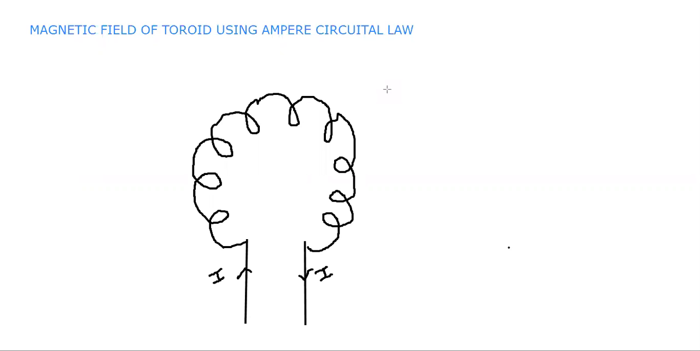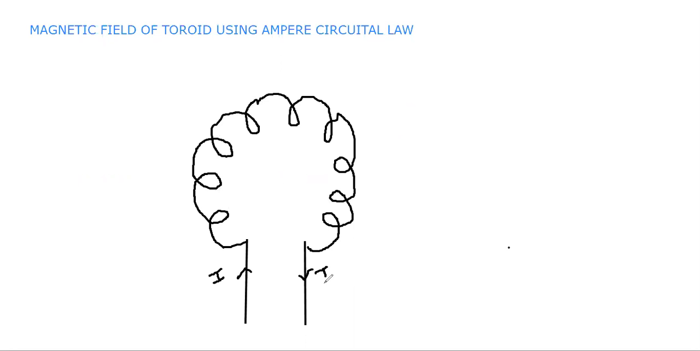Now you have to calculate the magnetic field of this toroid, and also remember one point: the magnetic field outside this toroid is 0, and also inside this toroid is 0. That is, the magnetic field is only in this tubular region. Only in this region will you find a magnetic field. Outside and inside it will be 0.